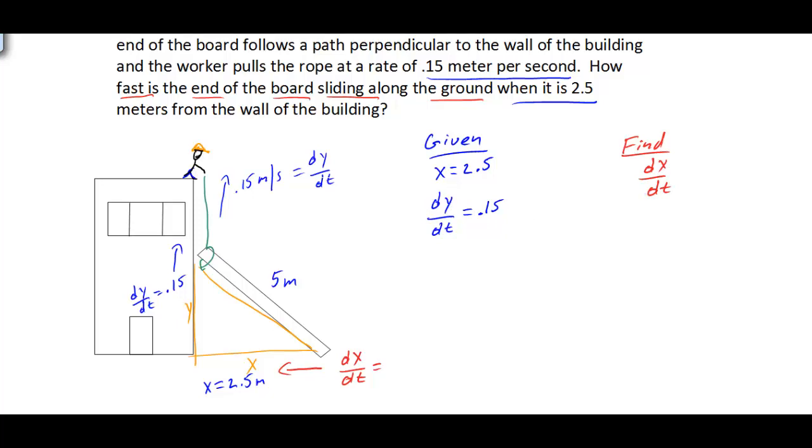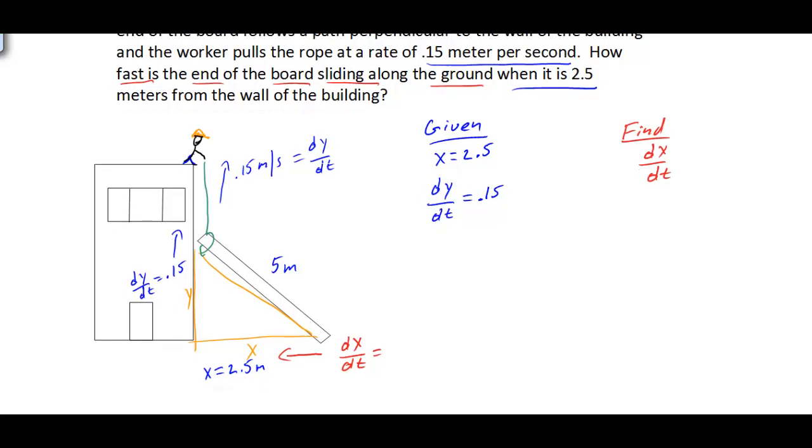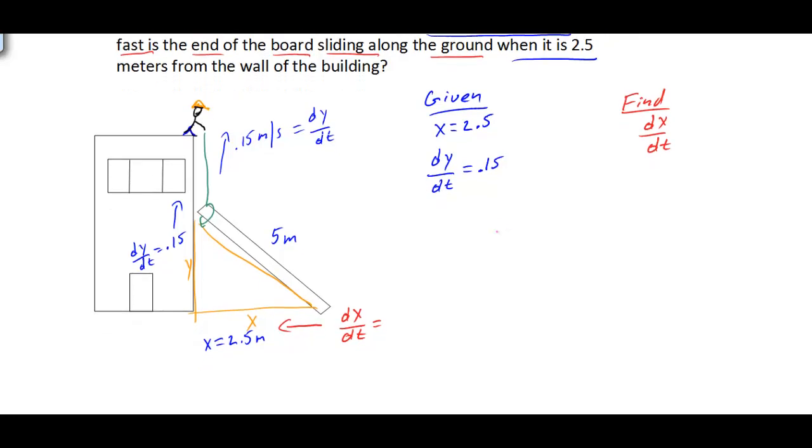Well, if you said Pythagorean theorem, you would be correct. So if we want to find our equation here, we could then use x squared plus y squared equals the hypotenuse squared, which in this case would be 5. So we would have 5 squared. So here's the equation, and now we need to take the derivative.